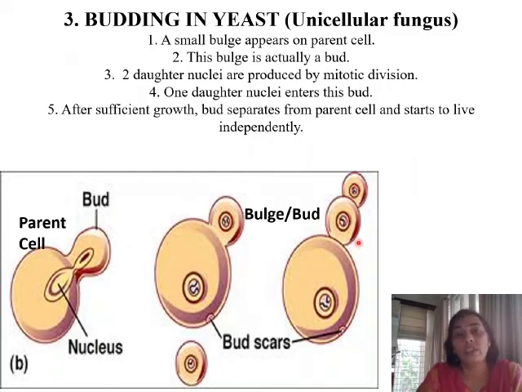So these were the methods of asexual reproduction in unicellular organisms. We have seen binary fission, multiple fission, and budding as the various methods of asexual reproduction in unicellular organisms.